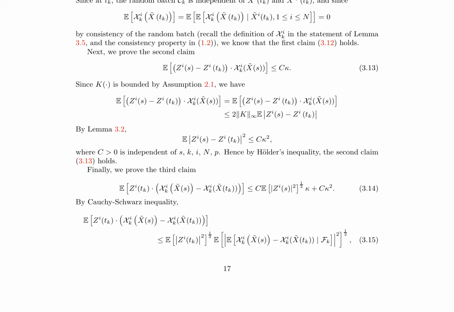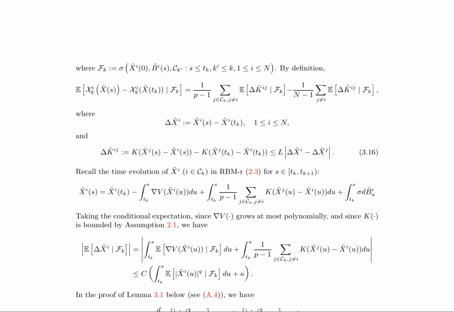of RBM. To achieve this, the authors utilize a series of lemmas that control the error brought by the random batch. These lemmas are based on the consistency of the random batch, the Lipschitz and boundedness assumption for K, and the continuity property of differential equations. The lemmas provide upper bounds for the third term on the right-hand side of equation 2.13, which is crucial in the overall analysis. The paper also discusses the time evolution of Xi, i element of Ck, in RBM-r, as given in equation 2.3, for s element of Tk plus 1.